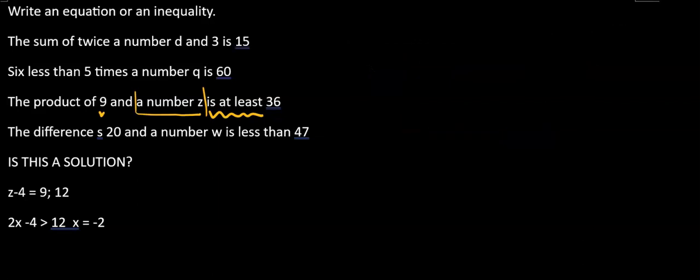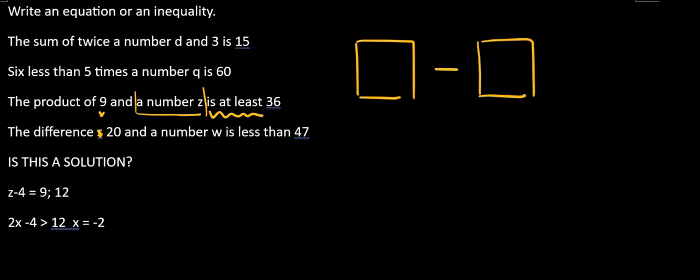All right, next one. Let's look at this. The difference, I think there's a typo here. The difference of 20 and the number w is less than 47. Okay, this time we do difference. Difference means we have two quantities. I'm going to subtract. My first quantity is 20. My next quantity is w.